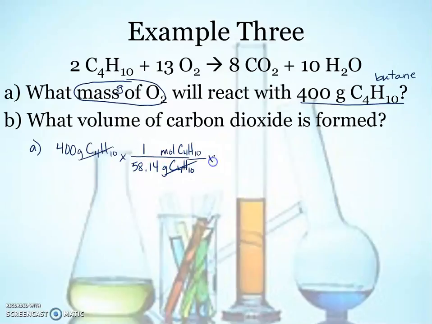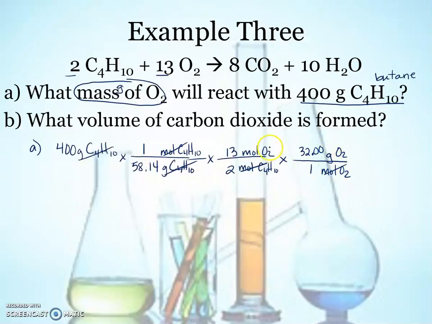Right, but we're not done. Now we need to go from moles of butane to moles of oxygen. So we have 13 and 2. Right, we got those from here, 13 and 2. All right, now we're not done. We've got to go from moles of O2 to grams of O2. So 32.00. Why? Because there's 2 of them and 1 here.